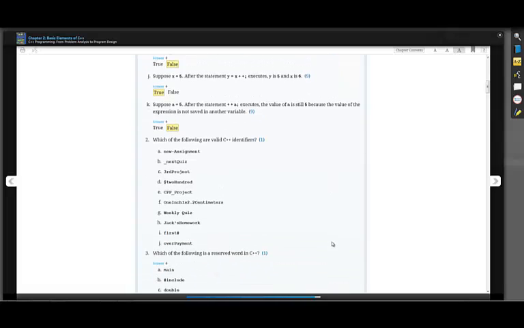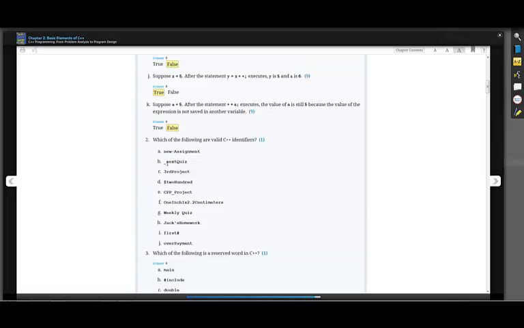Alright, so that's number 2. Let me go over some of these with you. Which one of the following are valid C++ identifiers? You look at this: you can't use A because this is a special character. If you remember the rules for identifiers, they're letters, numbers, or underscore. This is a special character. You can't do this. So A is false.